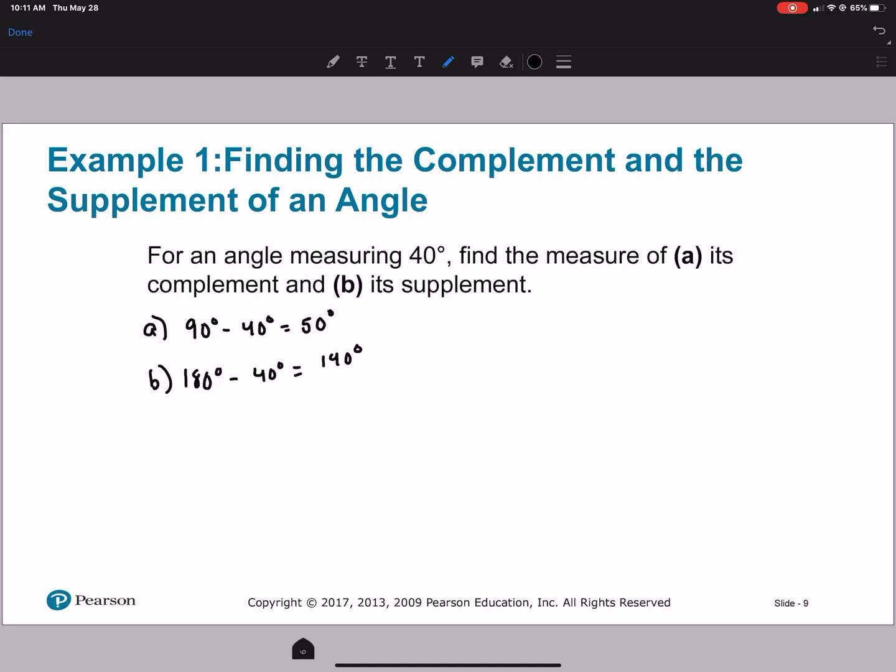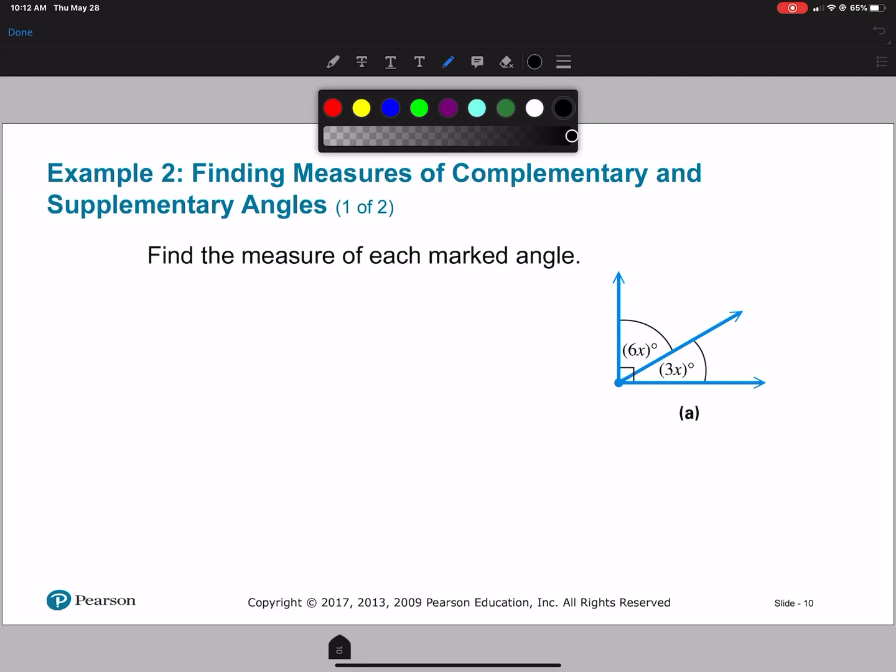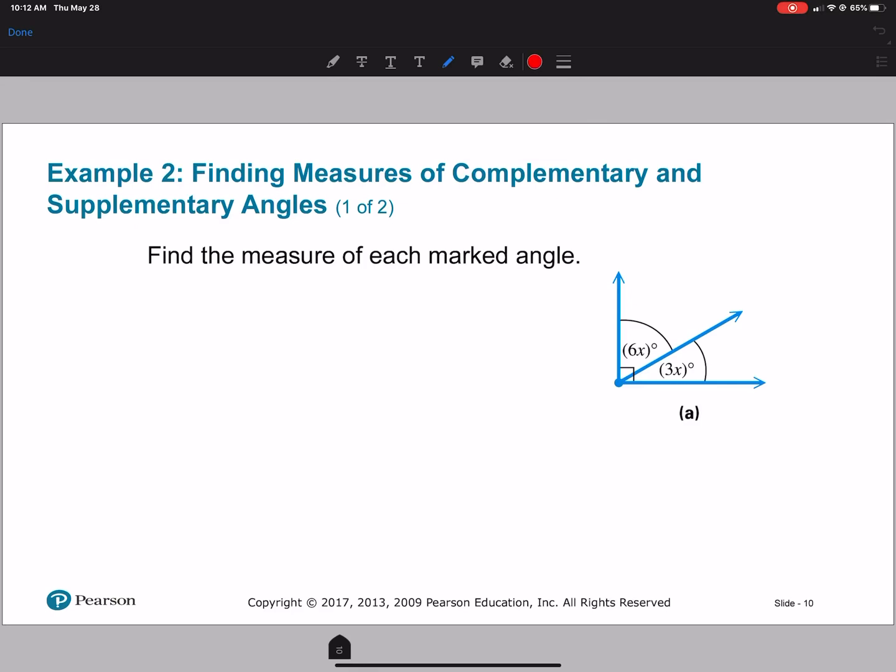Now, you might have seen this before, but it's just a refresher of what to do. Now, let's look at it at a more advanced level. So here, it says find the measurement of each marked angle. So basically, we have two angles that make up what? 90 degrees.